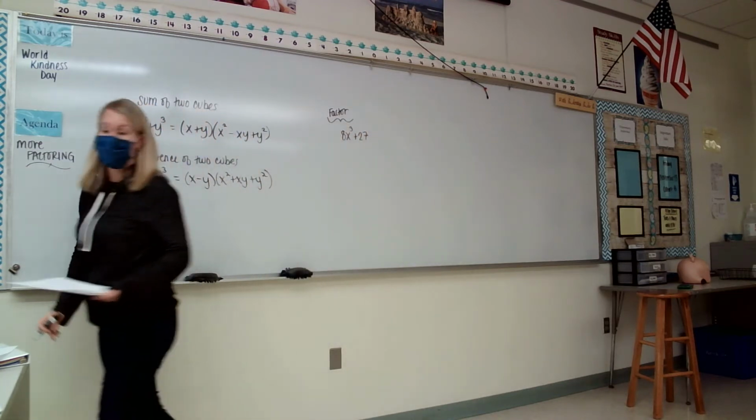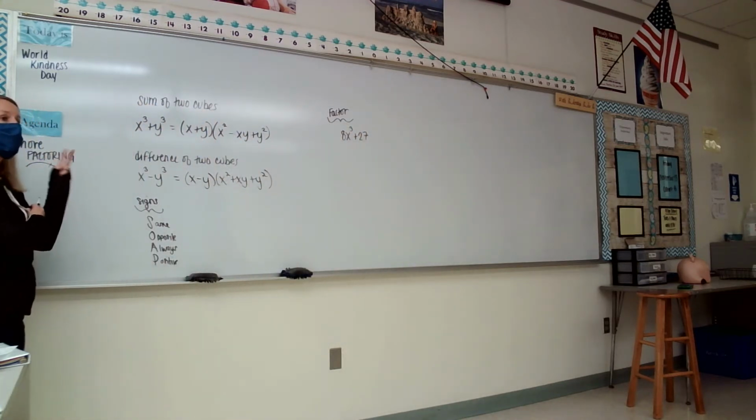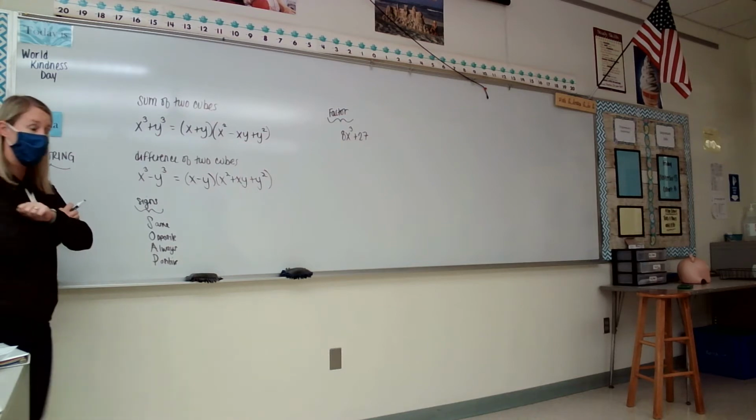So I look at that and I say, that is a sum of two cubes. Now, when we do a difference of two squares, we take the square root of both terms. When we do the sum or difference of two cubes, we're going to take the cube root, okay?